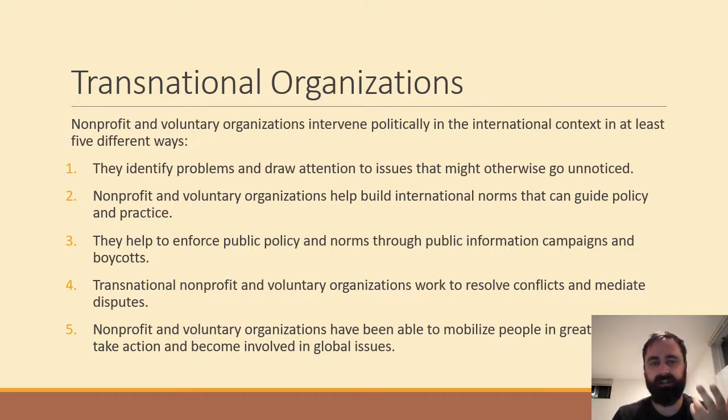So first, they can identify problems, draw attention to issues that might go unnoticed. They can help build international norms that can guide policy and practice. They can help enforce public policy and norms through public information campaigns and boycotts. They work to resolve conflicts and mediate disputes. And then finally, they mobilize people to take action and become involved in global issues.